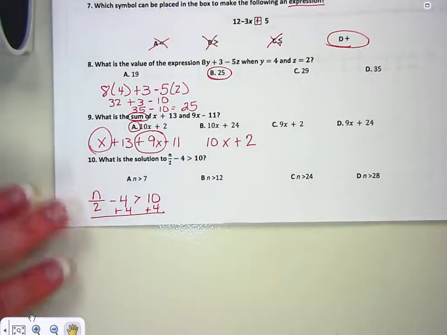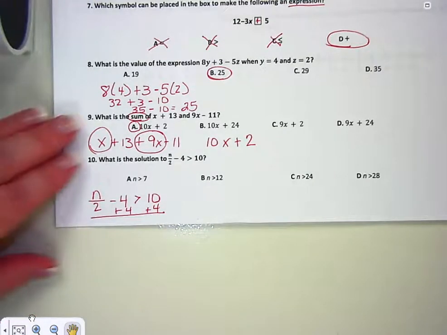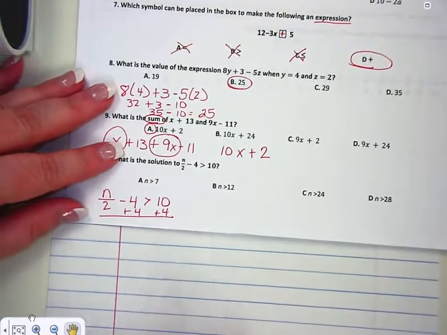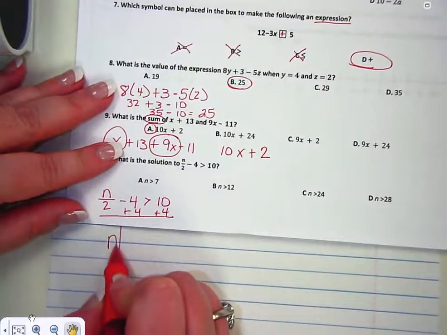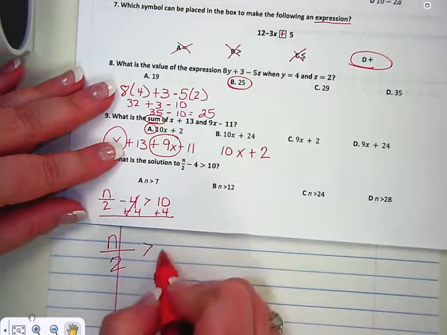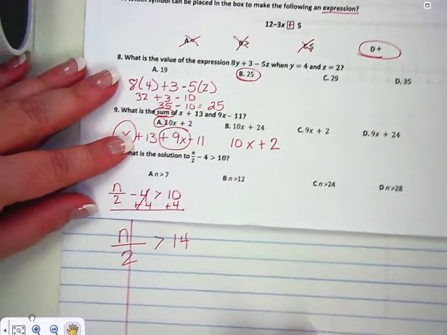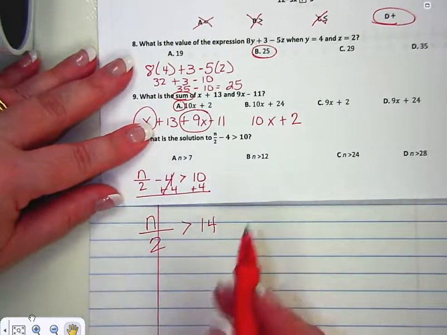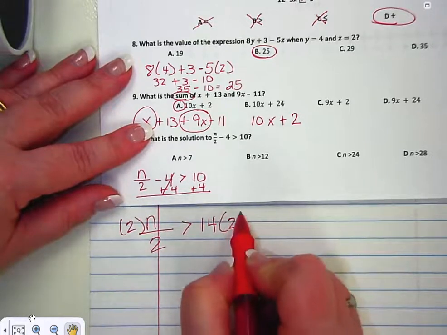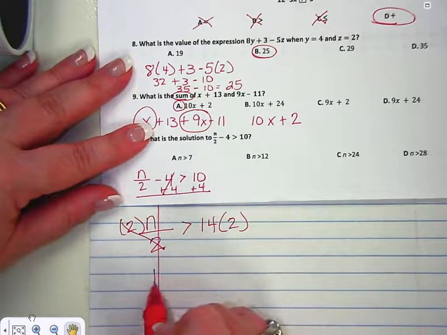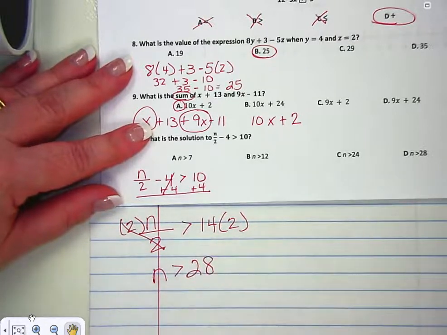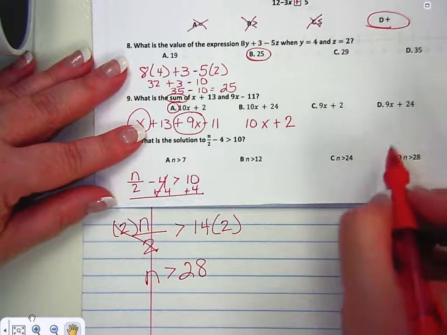And you're left with, let's see, I need some paper. n divided by 2, this makes a 0 pair, is greater than 14. What is the opposite of dividing by 2? Multiply both sides by 2. And you're left with n is greater than 28. Your answer is D.